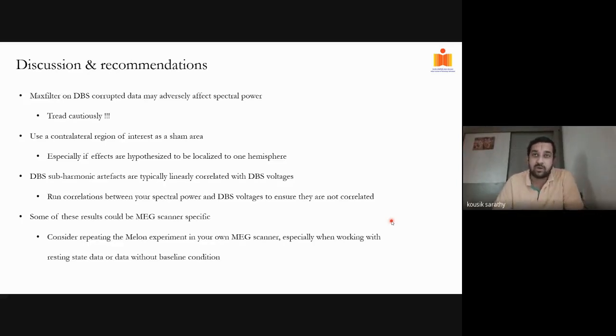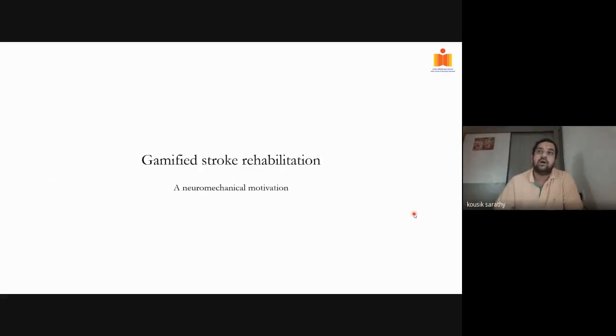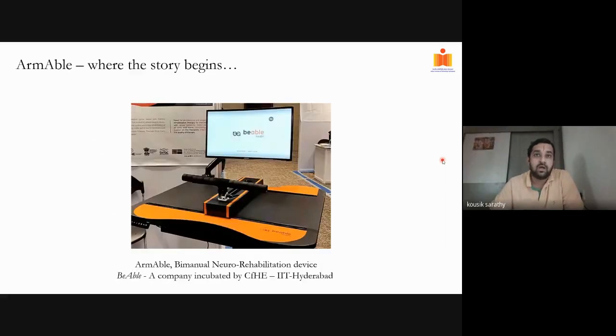I will quickly go through one other aspect of work that we do, which is stroke. We wanted to look at gamified stroke rehabilitation, especially looking at a neuromechanical motivation for it. The story doesn't start with us. It starts with a company called BABL, which is incubated in IIT Hyderabad under CFHE. They built a bimanual rehabilitation system with a game overlay, so patients can play games when they want to rehabilitate. This is a very well-known scenario.